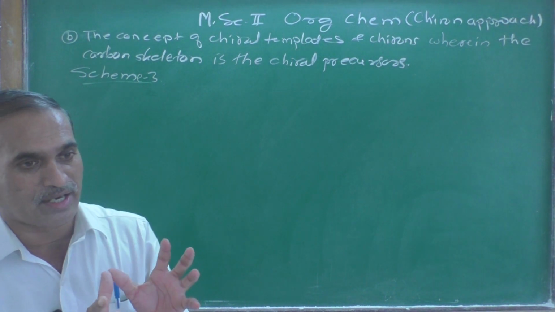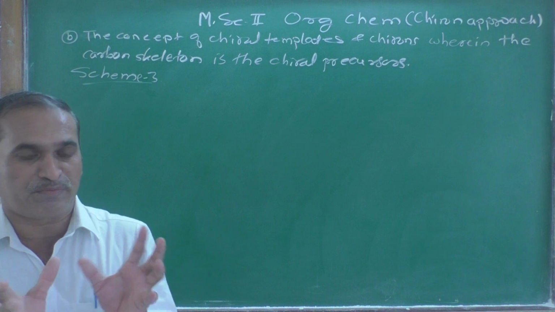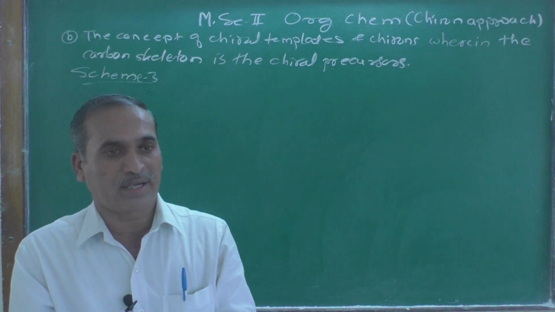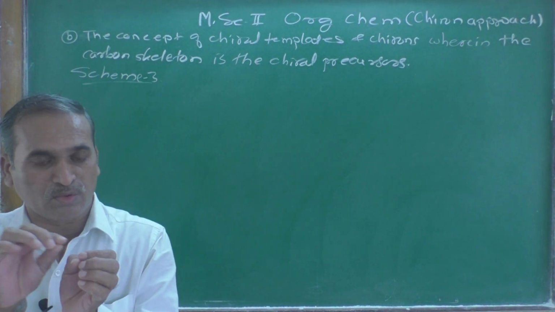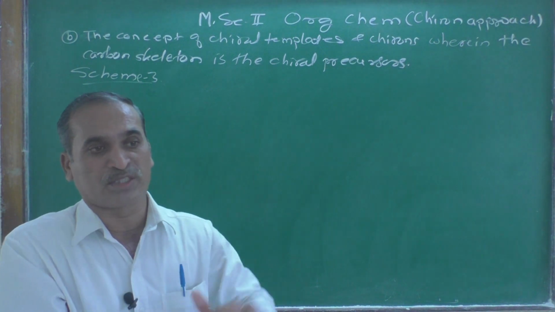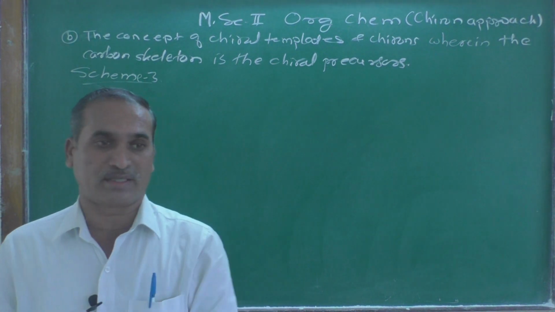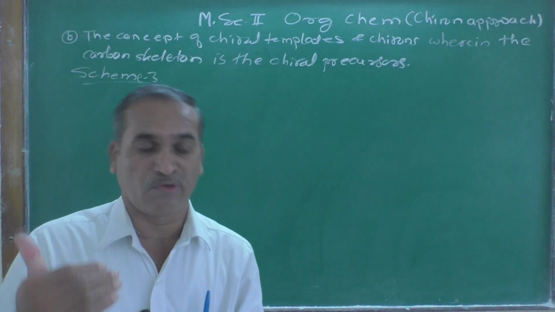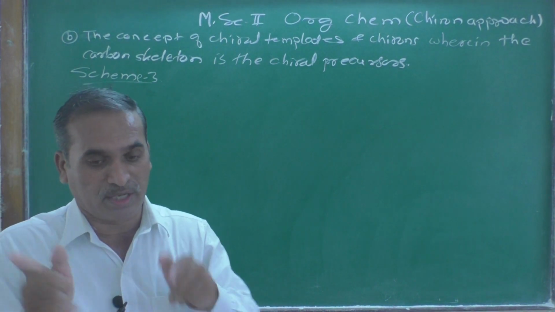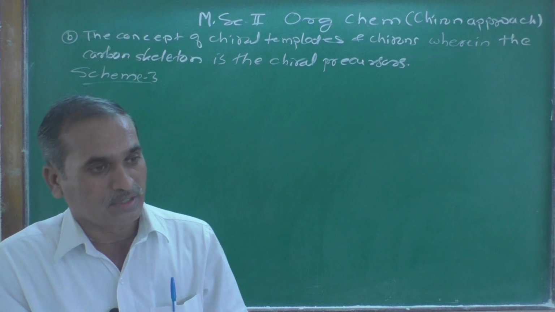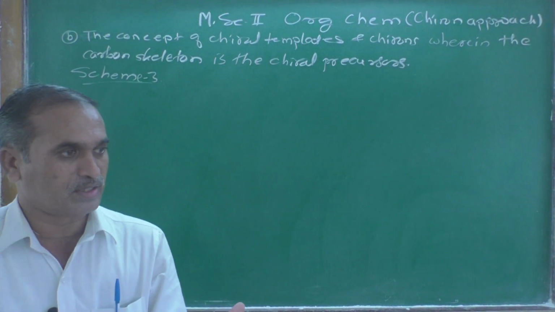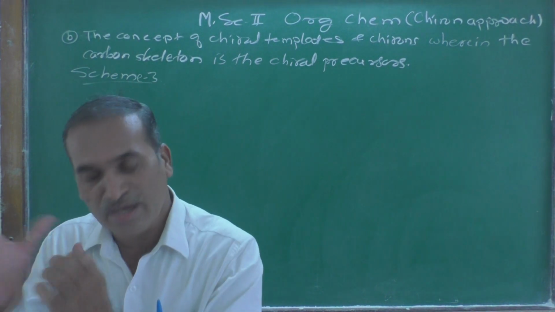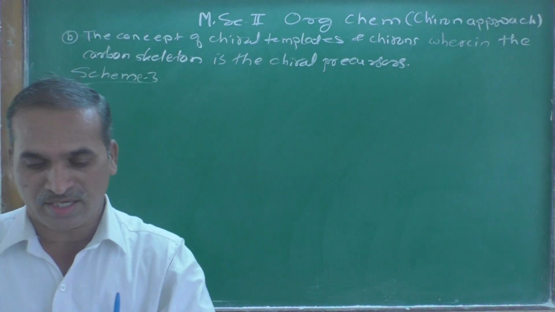The carbon framework of the chiral template and the segment of the target molecule must be an exact copy of that target, and that type of thing is called a Chiron template. Further we will see the details of that, but here we are building the approach for the synthesis of natural products in organic synthesis.